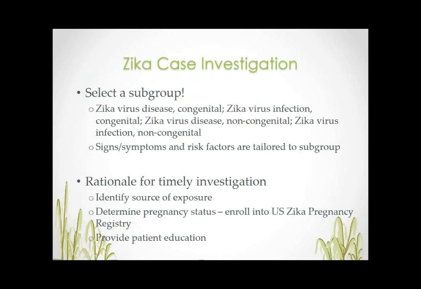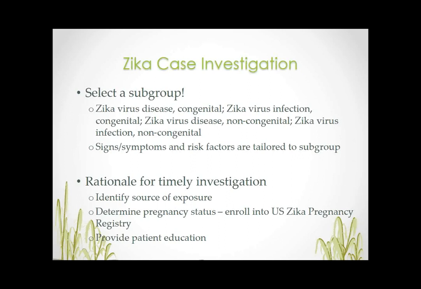So I'm going to go over some tips on case investigation and the documentation we need in CDR-Assess. First, as soon as you have symptoms, select a subgroup on the Patient Info tab. The signs and symptoms and the risk factors are tailored to each subgroup. So the rest of the case will be easier to enter if you select the subgroup first, because then you won't see symptoms or risk factors that you don't need.